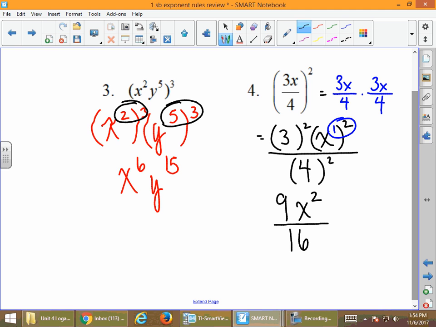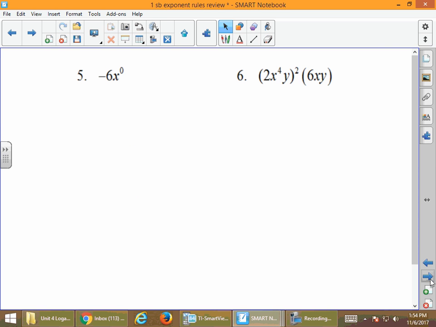3 times 3 is 9. X times x is x squared. On the bottom, 4 times 4 is 16. One more here of the basic rules. Number 5.